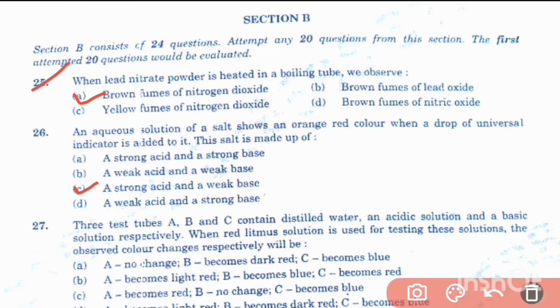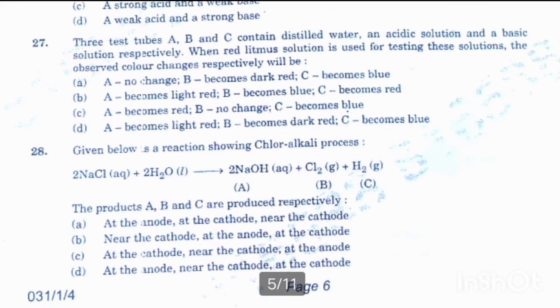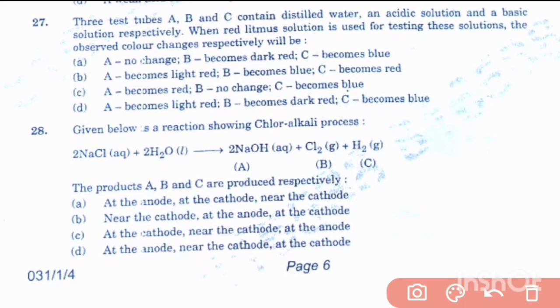Next question, that is question number 27. We have 3 test tubes A, B and C containing distilled water, acidic solution and basic solution respectively. When red litmus solution is used for testing these solutions, the observed color changes respectively will be: option A, A no change, B becomes dark red and C becomes blue. Option B, A becomes light red, B becomes blue, C becomes red. Option C, A becomes red, B no change and C becomes blue. Option D, A becomes light red, B becomes dark red and C becomes blue.